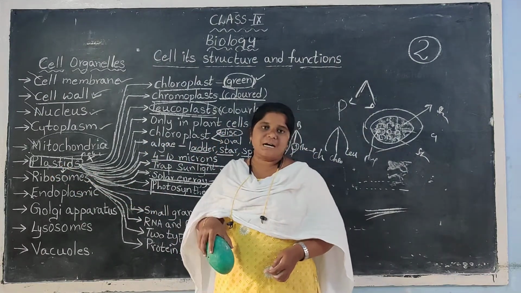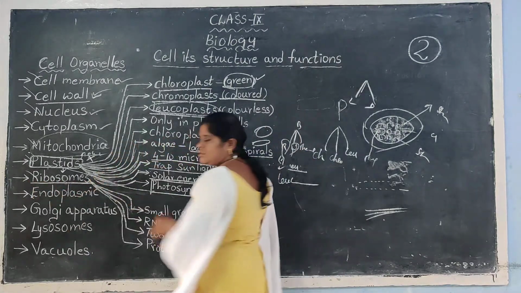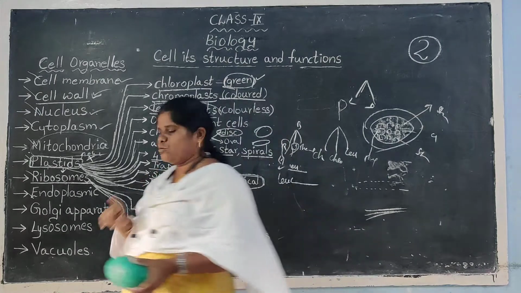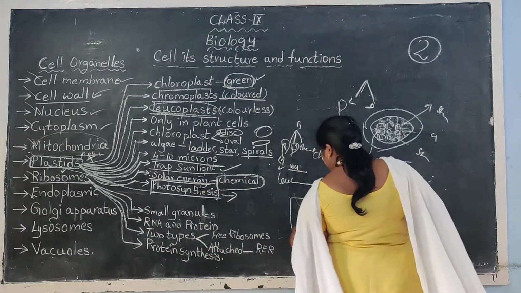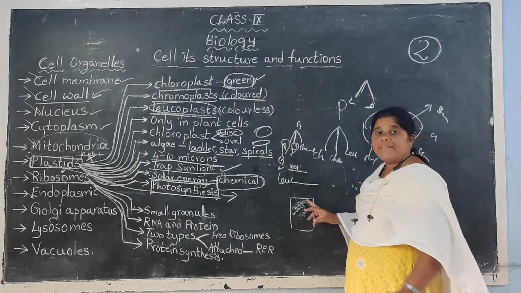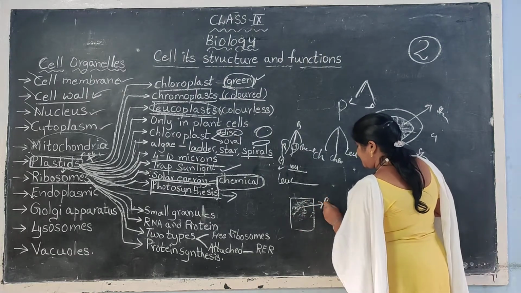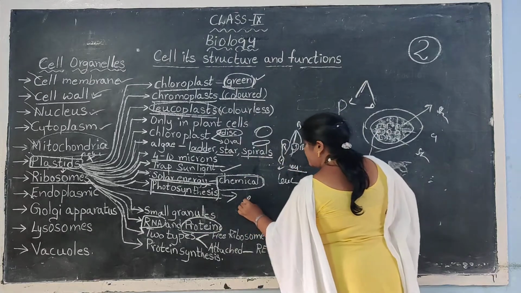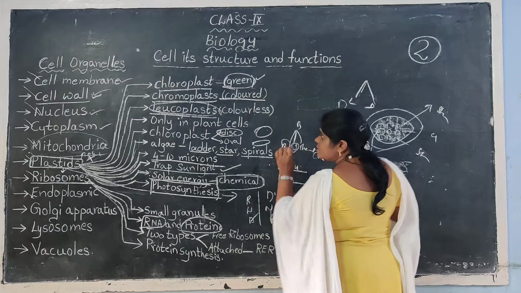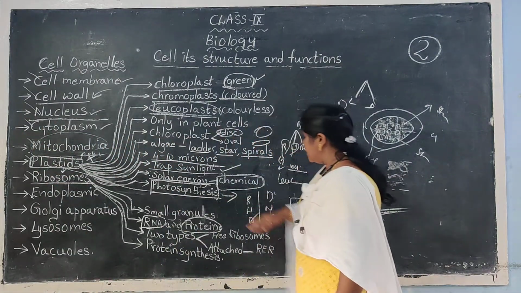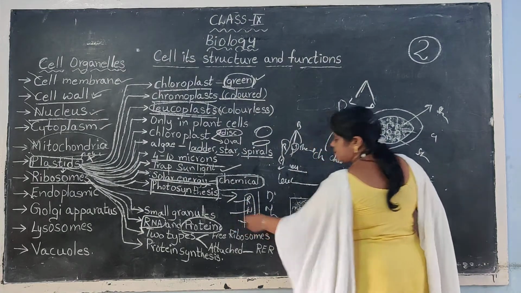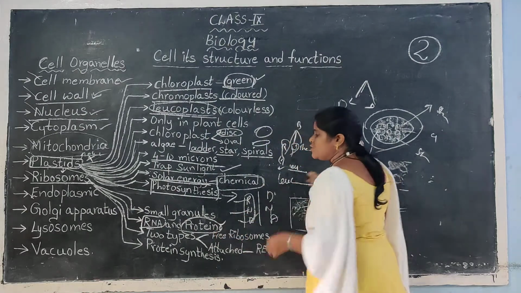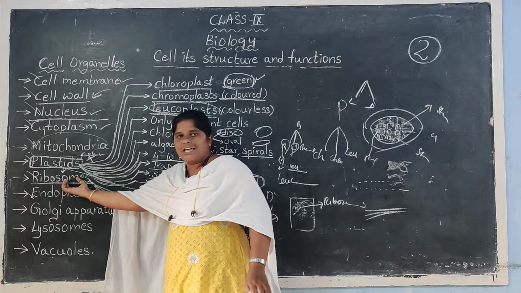Coming to the next cell organelle, ribosomes. This is a very small topic. These are very simple small granules scattered here and there in the cytoplasm. If cytoplasm is a fluid like this, in this fluid small granules are scattered, and these are called ribosomes. They are made up of RNA and proteins. RNA means ribonucleic acid. You all are familiar with DNA. DNA is present in the nucleus, whereas RNA is present in ribosomes. So RNA and proteins together make a peculiar organelle called ribosomes.